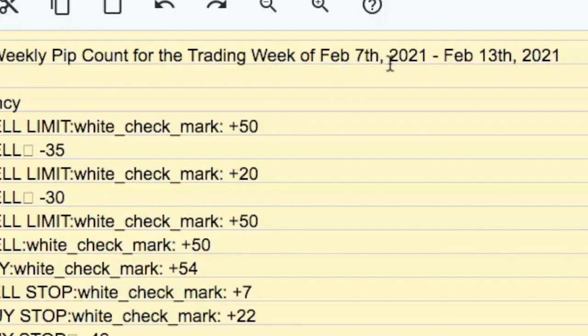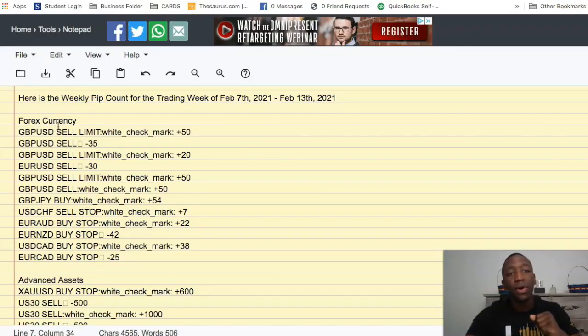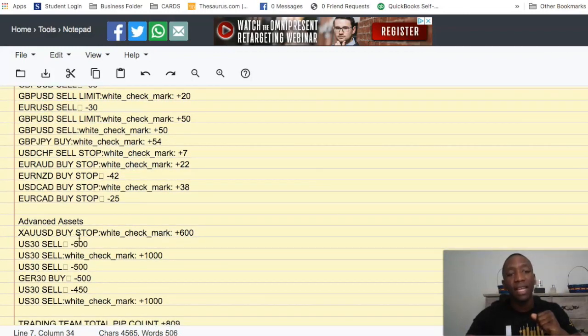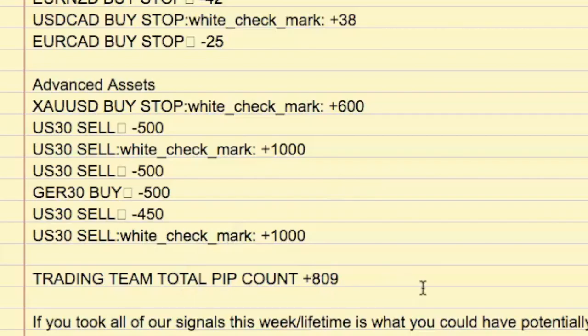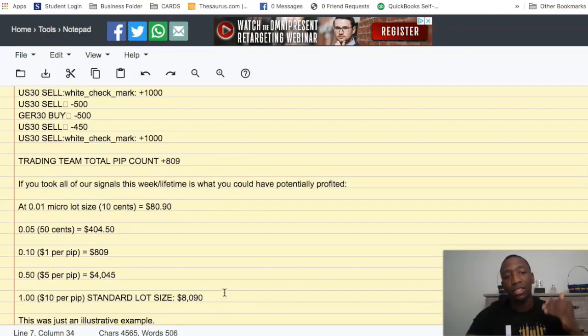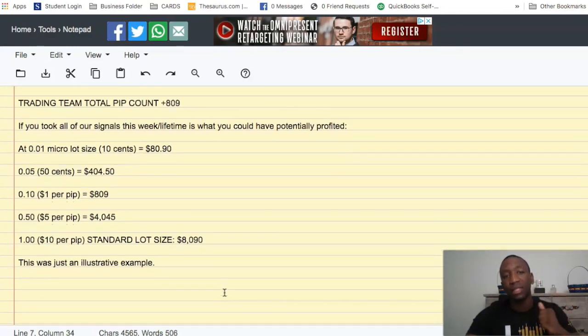So this is February 7th, 2021 to February 13th, 2021. Once again, these are all the forex trades that were made, and these are all the advanced assets that were traded. And for that second week, we caught 809 pips, all right? And once again, here's an illustrative example of what you could have potentially profited. So 0.01 micro lot size, you would have profited $80.90.